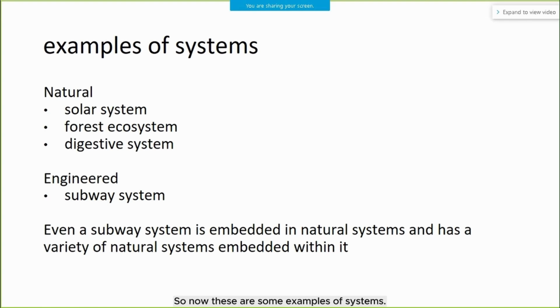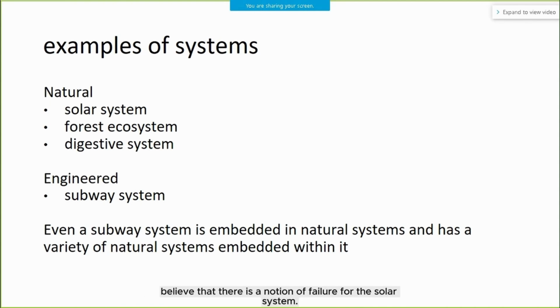So now, these are some examples of systems. The solar system I mentioned at the beginning is outside my purview because I don't believe there is a notion of failure for the solar system. It doesn't seem to make sense to say that the solar system failed. If the sun burned itself out or exploded and destroyed all the other planets, it wouldn't be a system failure. It would be the end of the system.